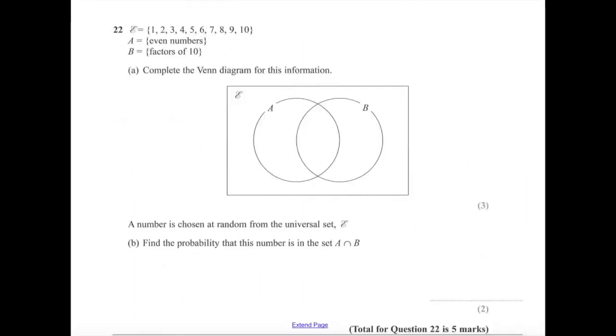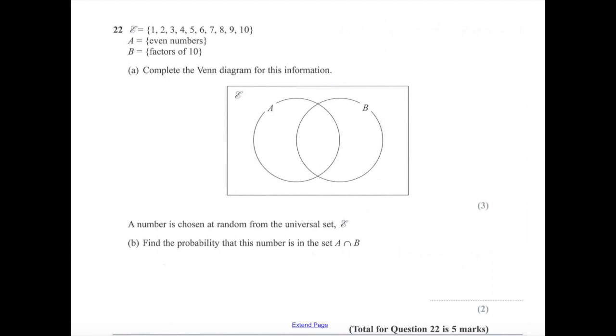Question 22. Xi equals 1, 2, 3, 4, 5, 6, 7, 8, 9, 10. A equals even numbers. B equals factors of 10. A. Complete the Venn diagram for this information. Xi basically means all the numbers that need to go into the Venn diagram. So 1, 2, 3, 4, 5, 6, 7, 8, 9, 10 all need to go inside this Venn diagram.